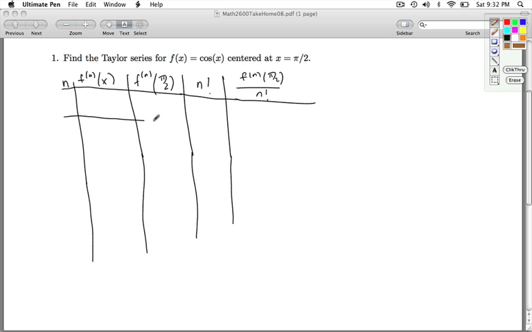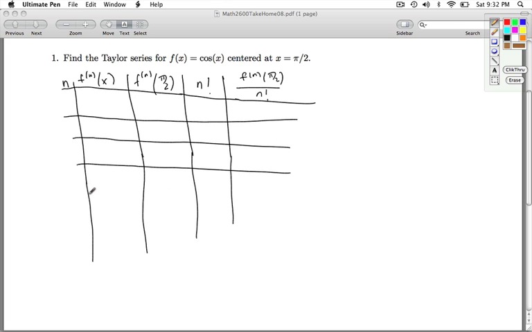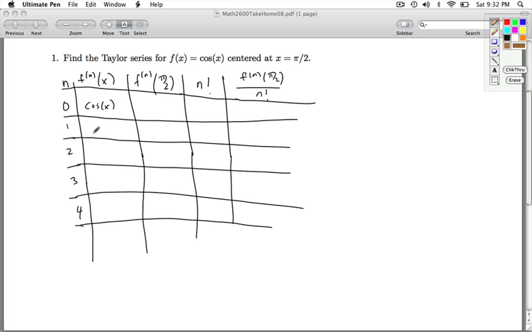Alright, so this grid has much to be desired, as long as it keeps me a little bit organized. Alright, so n equals 0, 1, 2, 3, and 4. So the 0th derivative of cosine is just cosine itself. Then we start taking derivatives, and they repeat in a cycle of 4, as we expect.